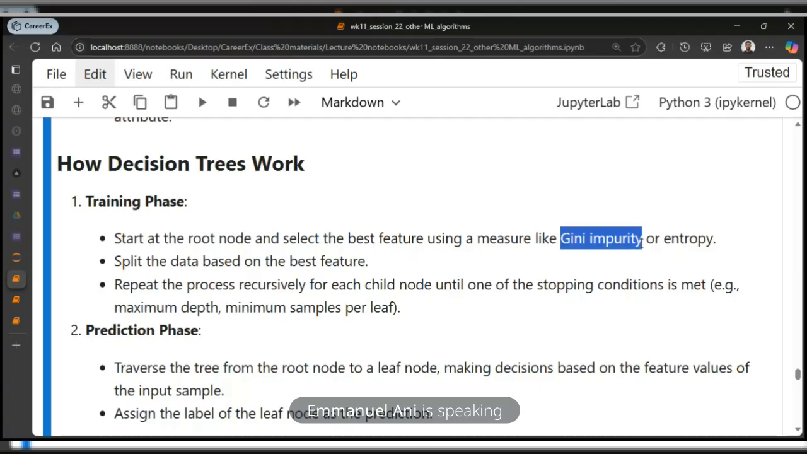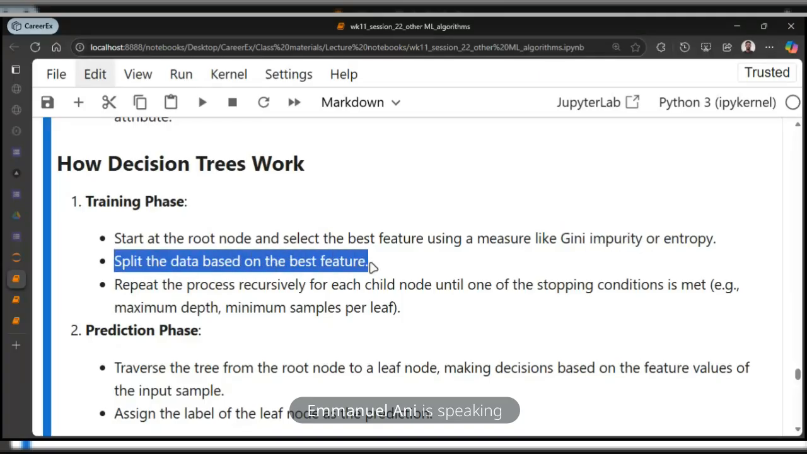Entropy is a different metric, and Gini impurity also is a different metric. You can select either of them to use in selecting your feature. Once you've selected that metric and calculated the Gini impurity for all your features, the feature with the least impurity will be selected as the first feature to split. Once you've done this first step, you split the data based on the best feature. You put the best feature at the decision node, that is the root node, and then make your split.